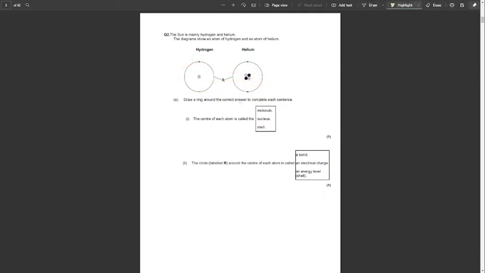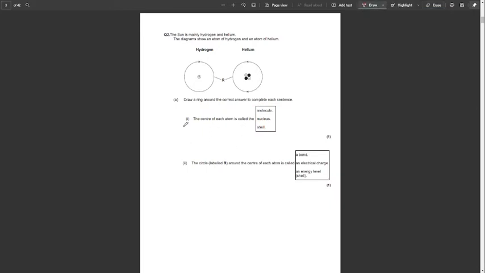So, draw a ring around the correct answer to complete each sentence. That's important. Pay attention to it. It doesn't say highlight the answer. It doesn't say put a tick next to the correct answer. It doesn't say cross the correct answer. It says draw a ring around the correct answer. If you don't draw a ring around the correct answer, or it's unclear, say for instance you did this, then you will not get the mark.